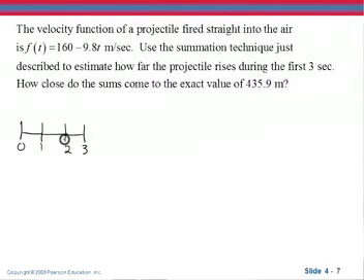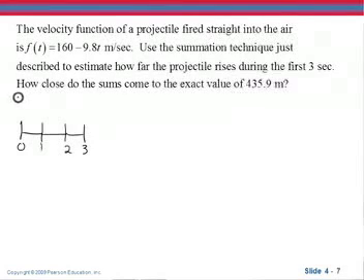Or we can use upper estimates. So we can estimate that it's going whatever the velocity is at 1 for the first second, and whatever the velocity is at 2 for the second second, and the velocity at 3 for the third second. And that will give us both an upper estimate and a lower estimate.